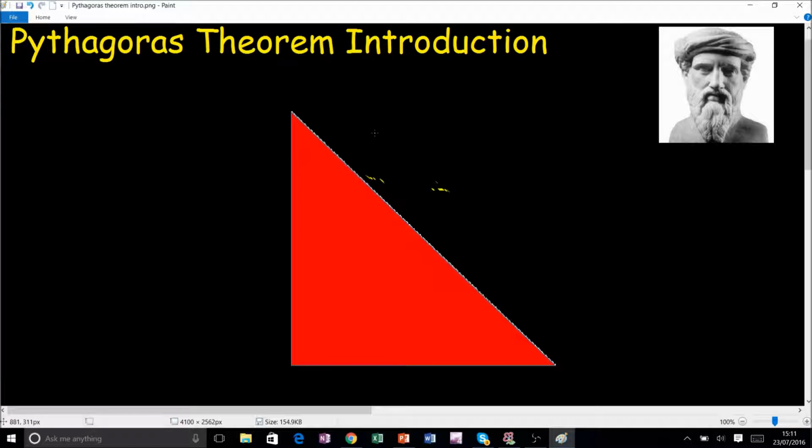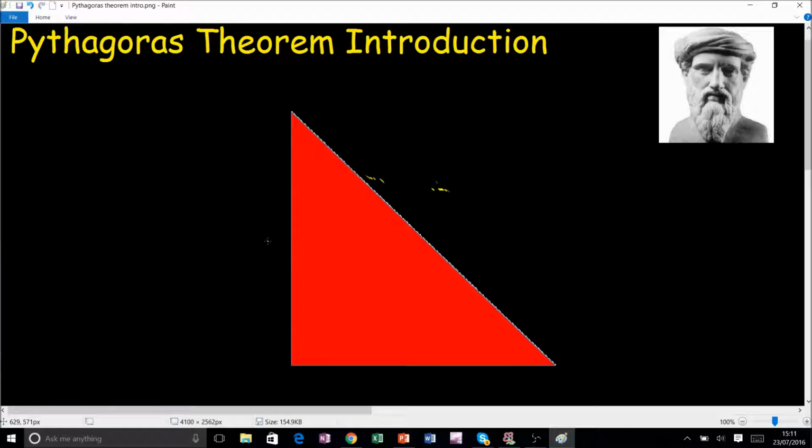An introduction to Pythagoras' Theorem. Okay, so Pythagoras was a Greek mathematician, and basically he said that for any right-angled triangle, the two shorter sides squared, if you add them up together, will give you the longer side squared.